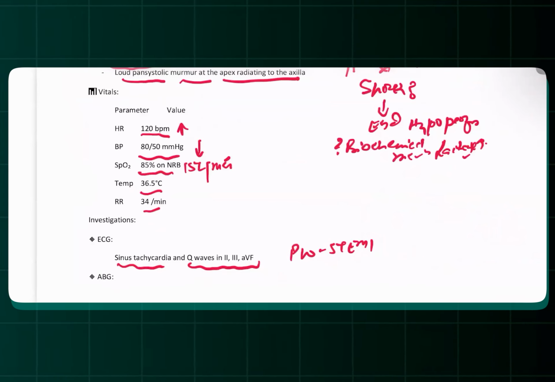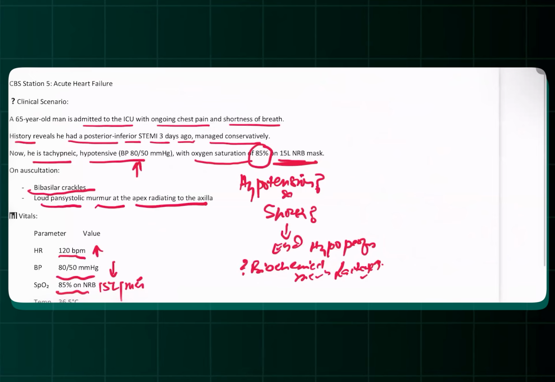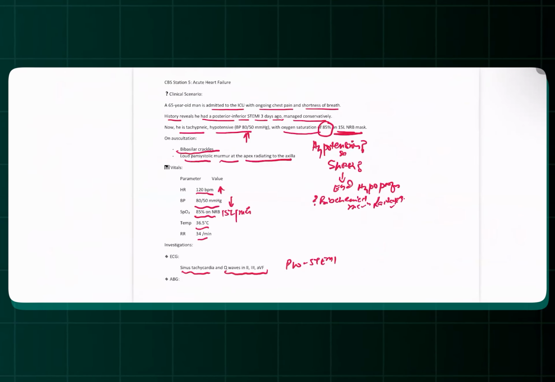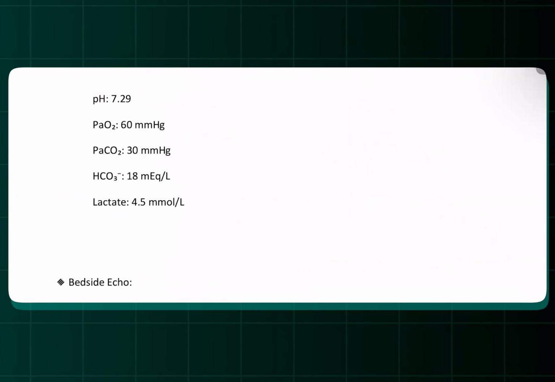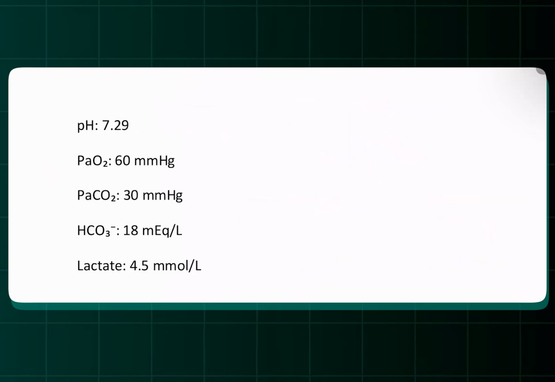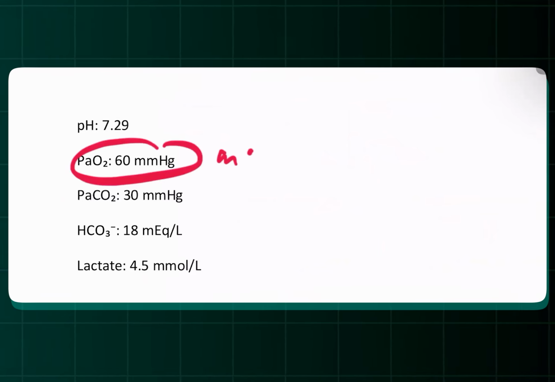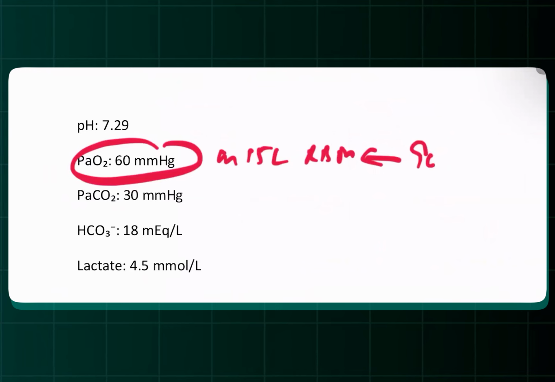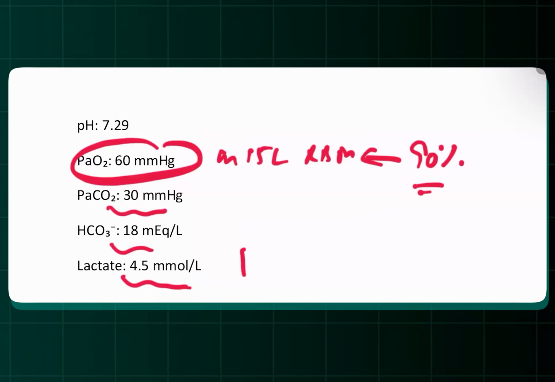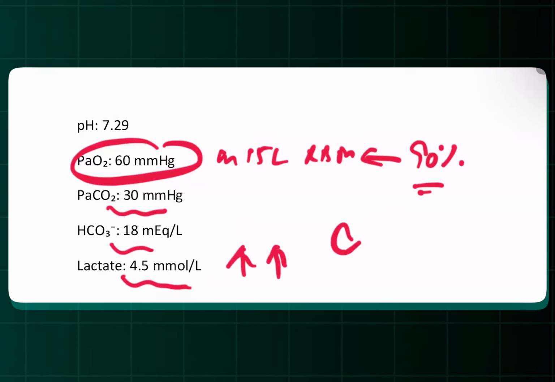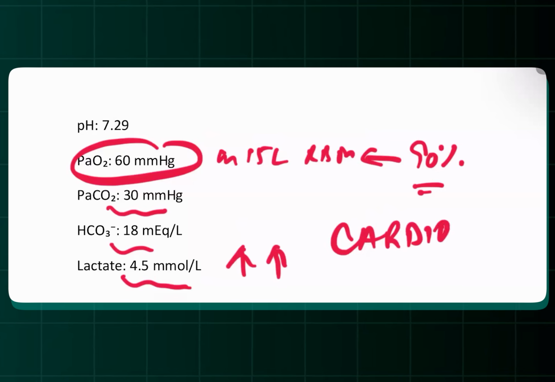Okay, we've done an ABG also. So what do you see in the ABG? In the ABG, you see pH 7.29, PO2 of only 60 on a 15-liter non-rebreathing mask, which literally gives 90% FiO2. So this patient has only 60 mmHg. PCO2 30, bicarbonate 18, lactates are now rising, 4.5. So this patient is in cardiogenic shock.